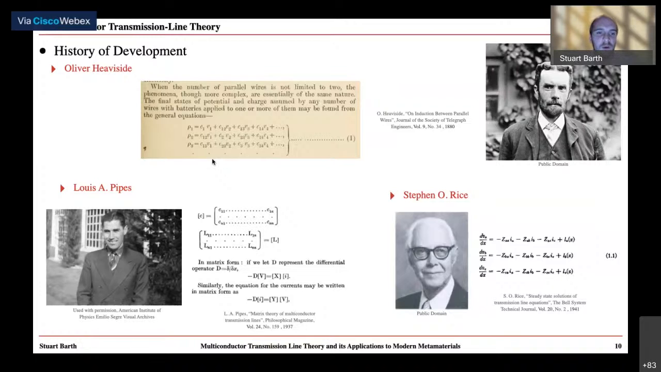Later on, Louis Pipes in the bottom left, he worked on really bringing these concepts to use the modern matrix notation that we use today. So he wrote the telegrapher's equations as matrix equations. And shortly after, Stephen Rice was really involved with just solidifying the notation that we use today in terms of impedances and coupled values and things like that you find in modern notation.